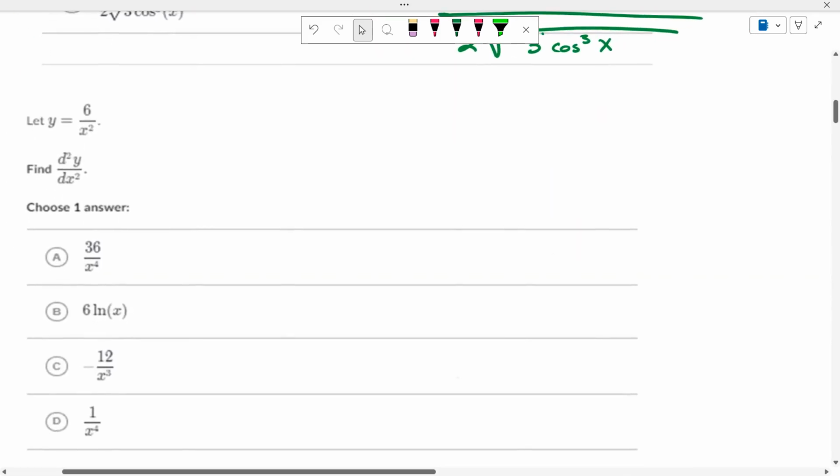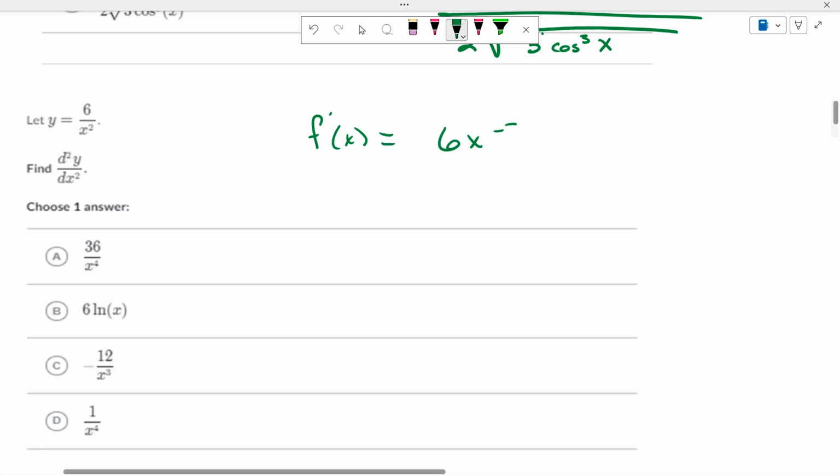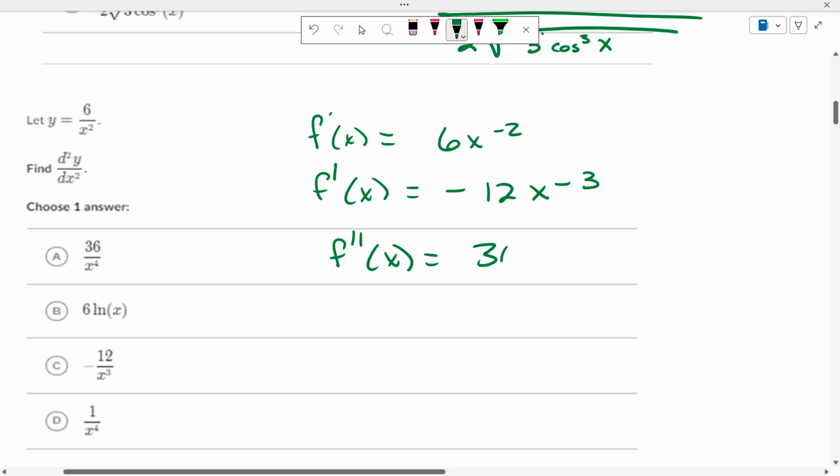Take the second derivative of this. Well, before I start this, the first derivative I want to find is from our first function is 6x to the negative second. So our first derivative of this would be negative 12x to the negative third power. Then our second derivative would be 36x to the negative fourth, which is 36 over x to the fourth.